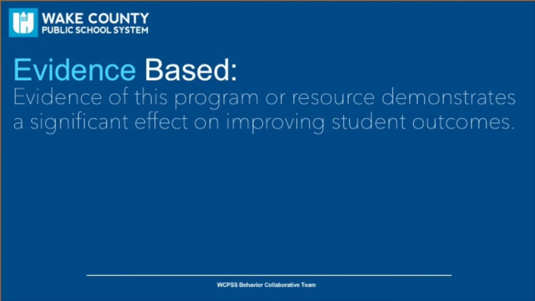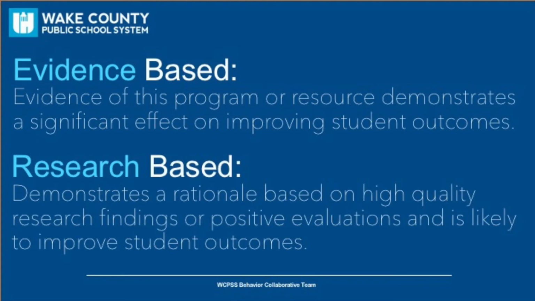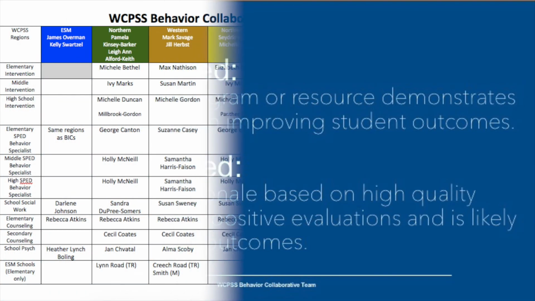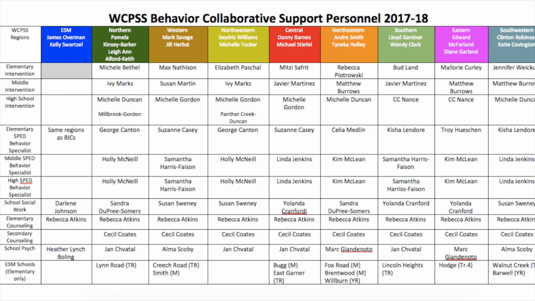Evidence-based indicates that evidence of this program or resource demonstrates a significant effect on improving student outcomes. Research-based indicates that the resource demonstrates a rationale based on high-quality research findings or positive evaluations and is likely to improve student outcomes. District-level personnel assignments can be found in the Behavior Collaborative Support document linked in the title row.